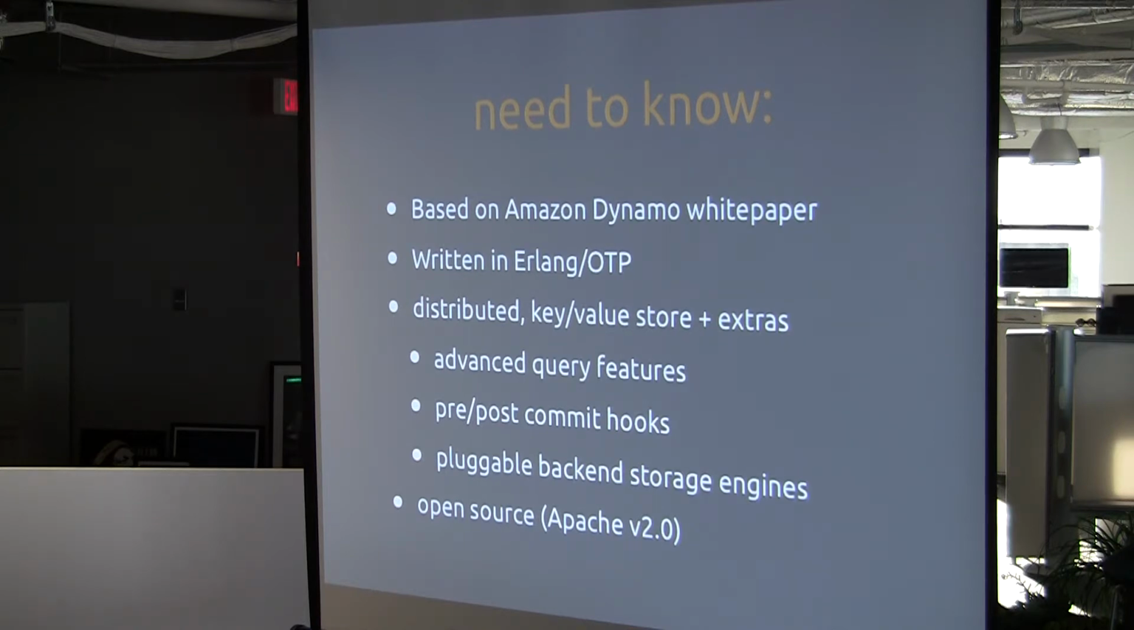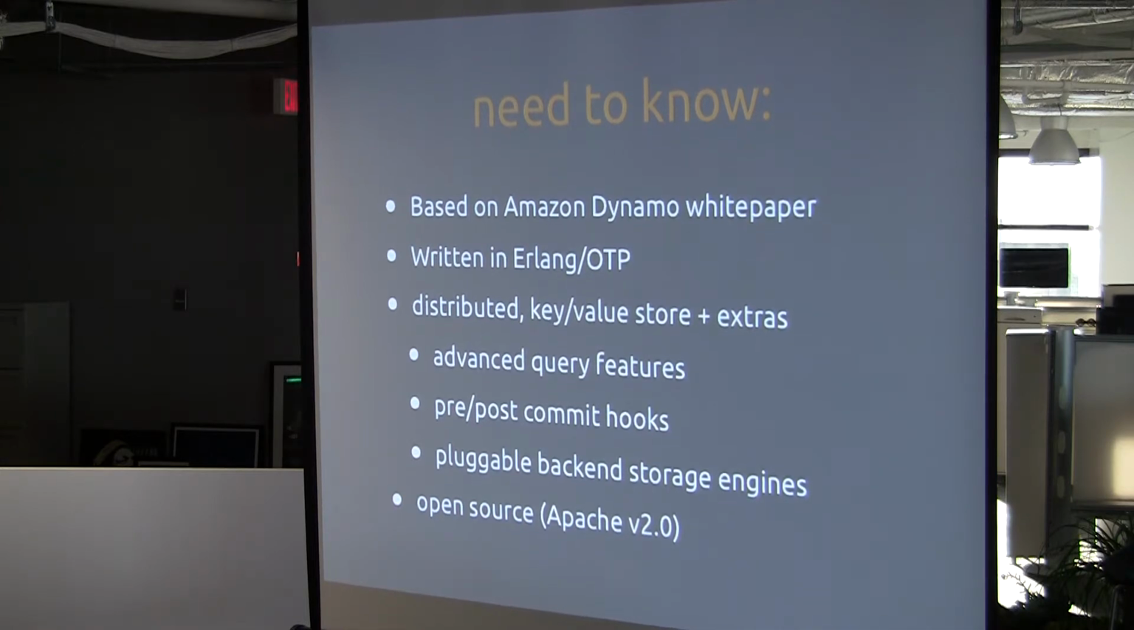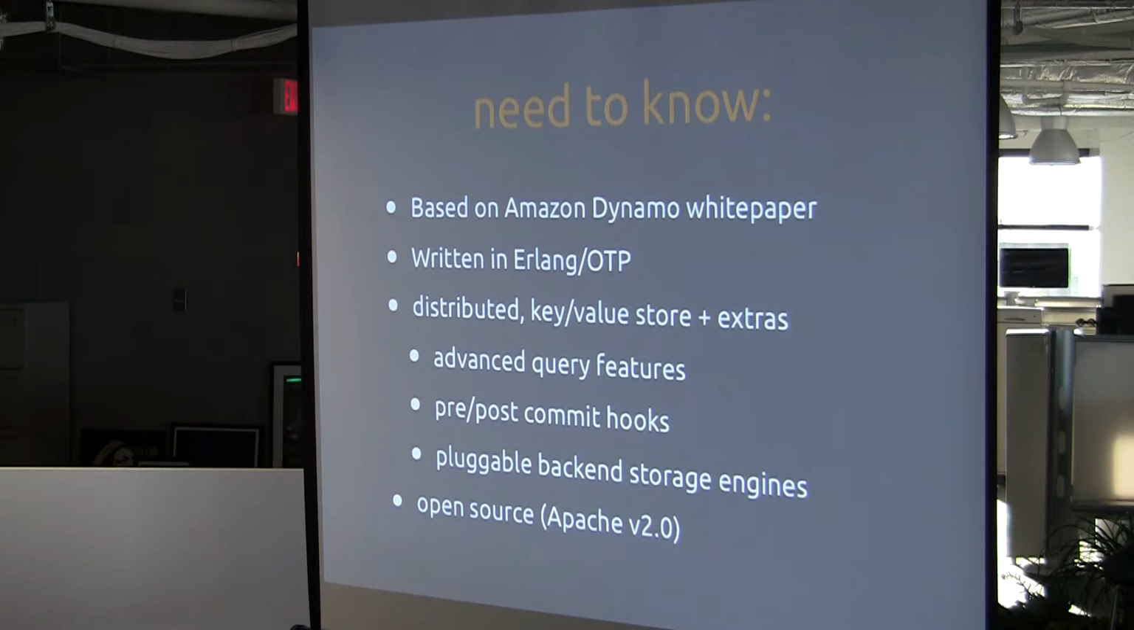We have advanced query features, so we have secondary indexes. We have full text search, which is a Lucene Solr type interface. And then we also have multiple storage engines that you can plug in on the back end. Right now we only have two, and I'll get to that more. And it's open source. We do make an enterprise version. There's really only one feature in the enterprise version, that's multi-data center replication. And we'll talk about that in the context of how Riak does replicate.